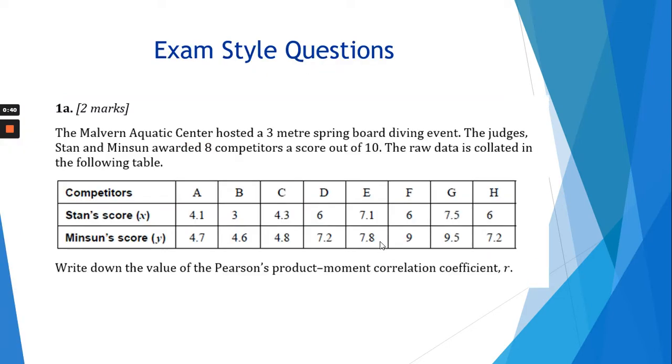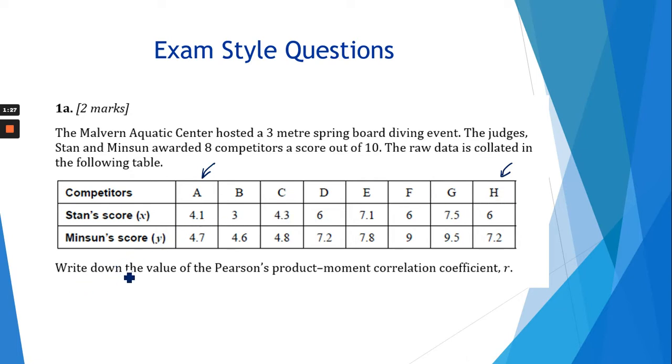Let's get the first question here. The Malvern Aquatic Center hosted a 3-meter springboard diving event. The judges Stan and Minson awarded 8 competitors a score out of 10. The raw data is collected in the following table. So we will see here the competitors, from A to H, and the different grades that both judges gave to each of the competitors.